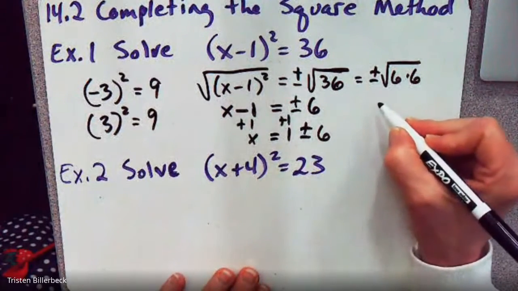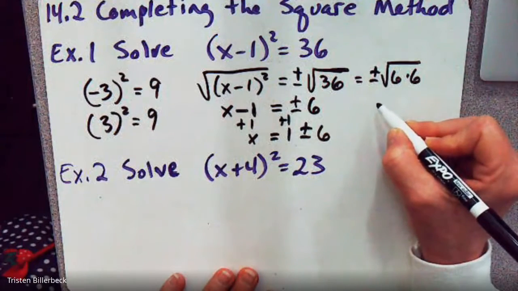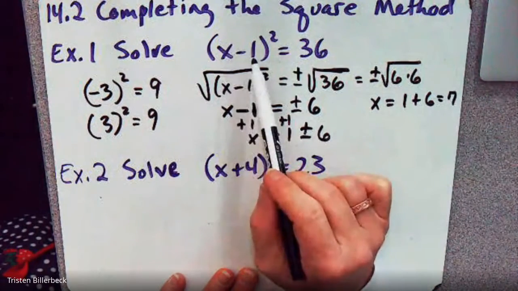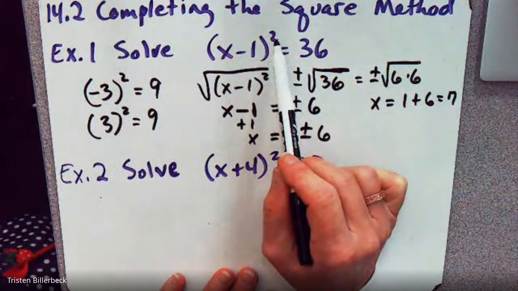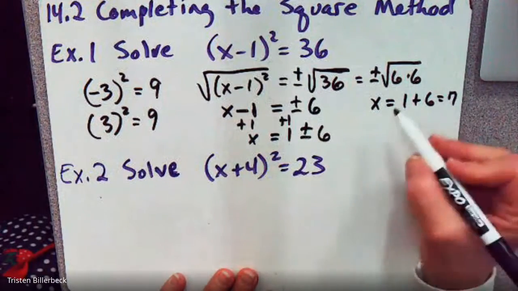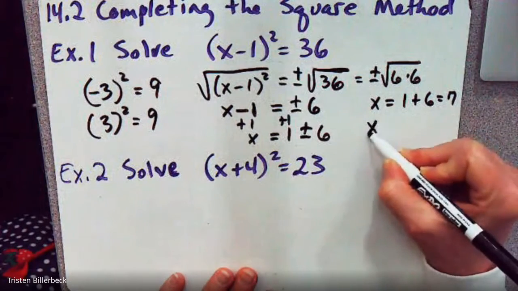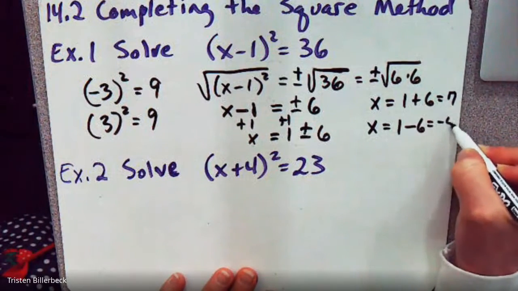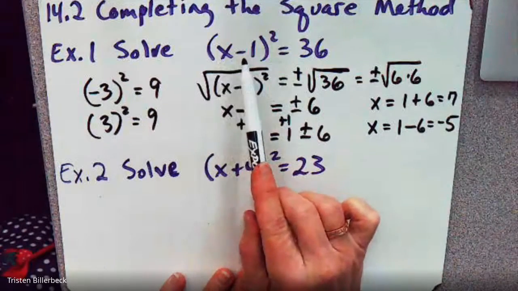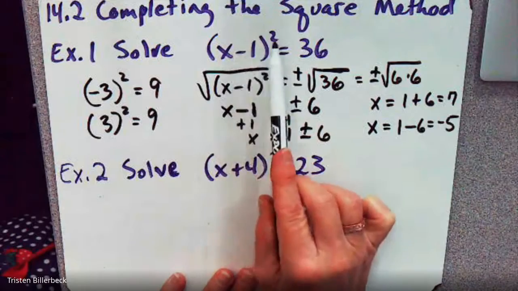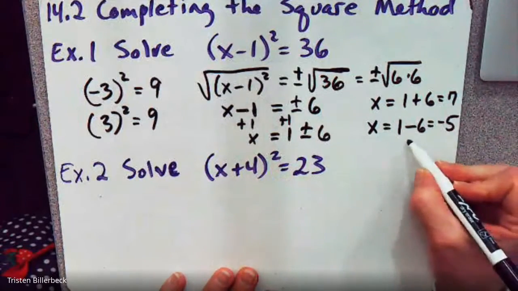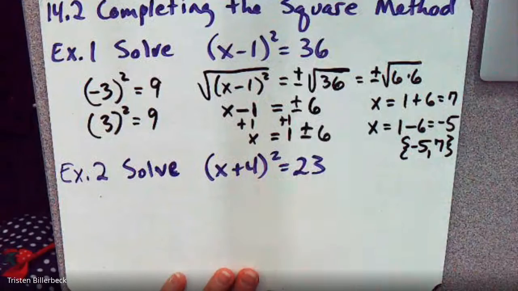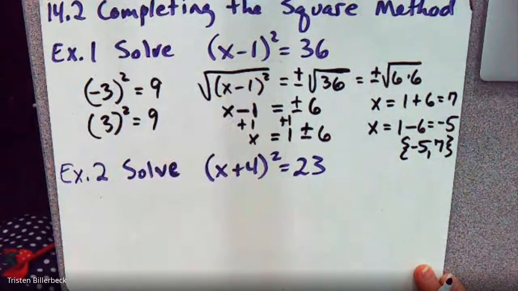All right, so what that means is I have x equals 1 plus 6, which is 7. 7 minus 1 is 6, 6 squared is 36, so that works. But the other one, let's look at that one. x equals 1 minus 6 is -5. So -5 minus 1 is -6, and -6 squared is 36. So we have two solutions, -5 and 7. They both make 36 when they're squared, with x minus 1.